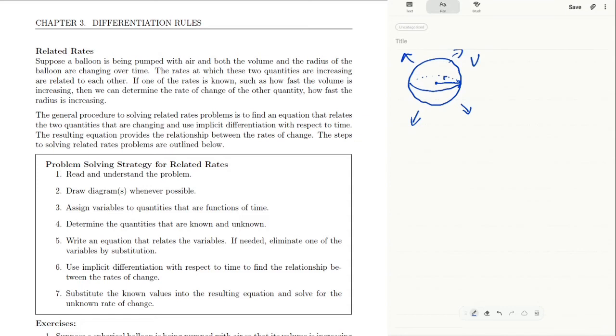These types of problems are called related rates, and the general procedure to solving them is to find an equation that relates the two quantities that are changing and then use implicit differentiation with respect to time. The resulting equation will give us the relationship between the rates of change. Here I've listed the steps to solving related rates problems, and we'll go through these steps as we look at the different examples.